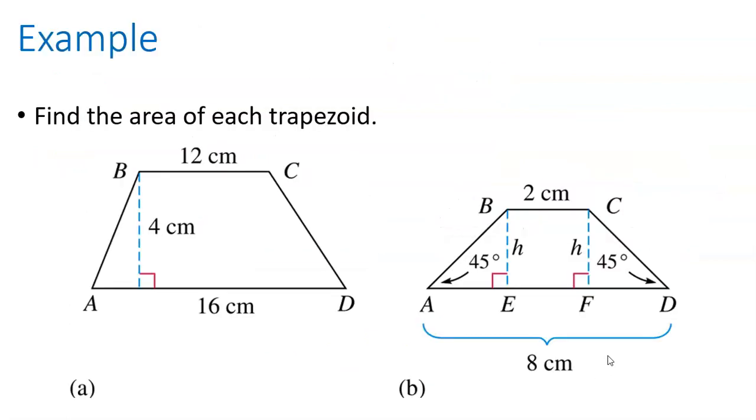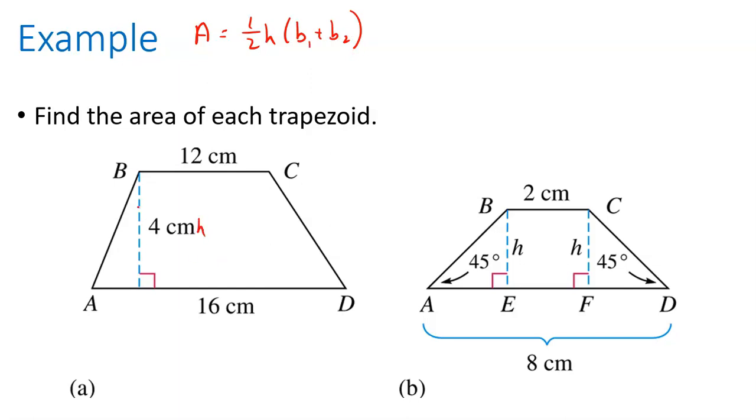All right, so let's try to find the area of each of these trapezoids. The first one's a little bit easier, the second one's a little bit harder. This one up here, the information's already given to me, right? If I have a formula for the area of a trapezoid that goes 1/2 the height times the sum of the bases, here's my height, right?